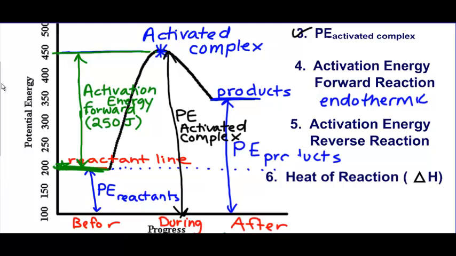Okay? If you're going backwards, you're starting here and going that way. So when you're going backwards, you want to turn your products into reactants. Your products have 350 joules, and to go backwards, you need to get to 450. So when we're going reverse here, that's how much energy we need to put in. That's your activation energy of the reverse reaction.